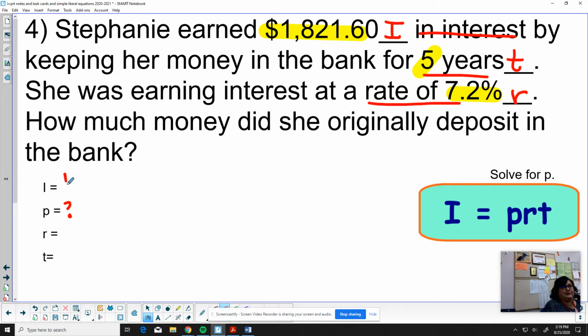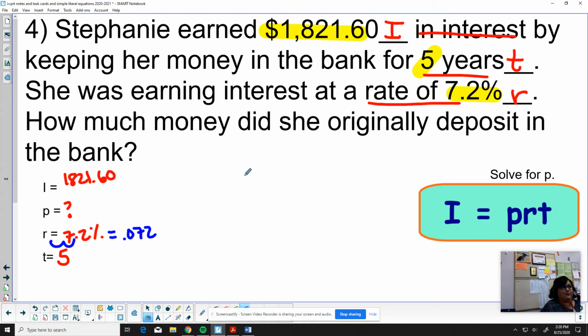Okay, so I is 1821.60. R is 7.2%. And the time is 5 years. Remember that this has to be changed by moving the decimal up 2 places. So it's 0.072 that I'm going to use. I cannot put a percent number in with non-percent numbers. That's why it has to be changed. So I use the formula.